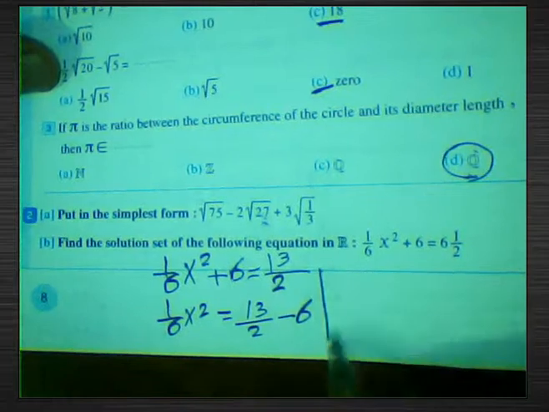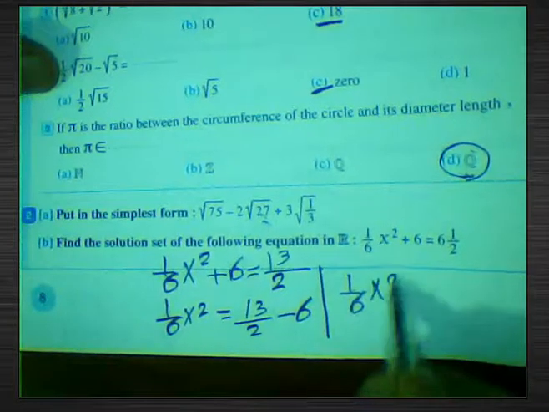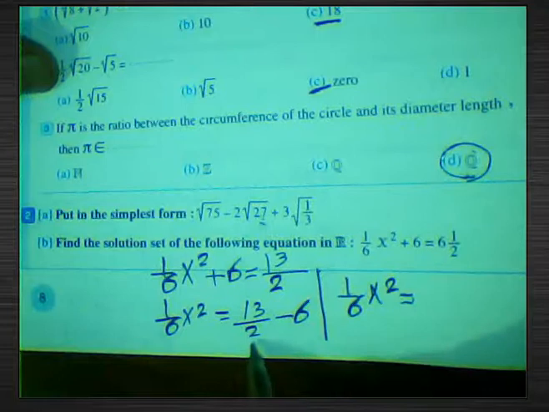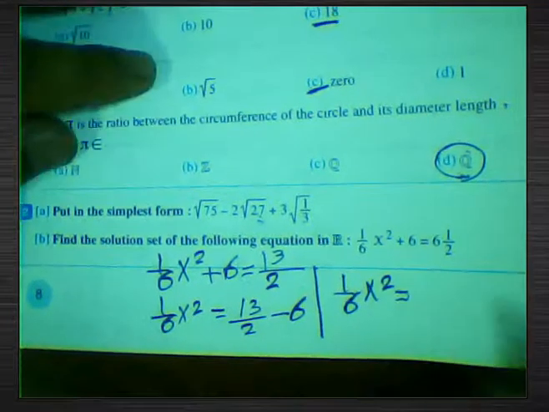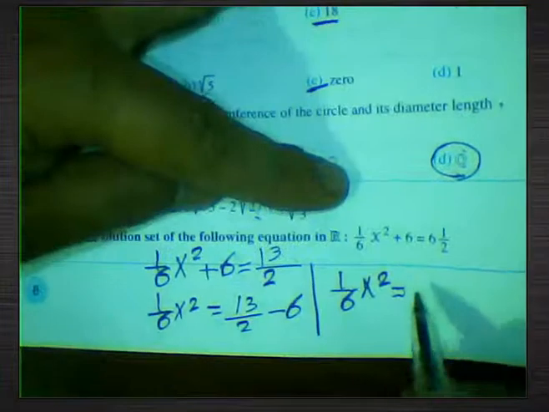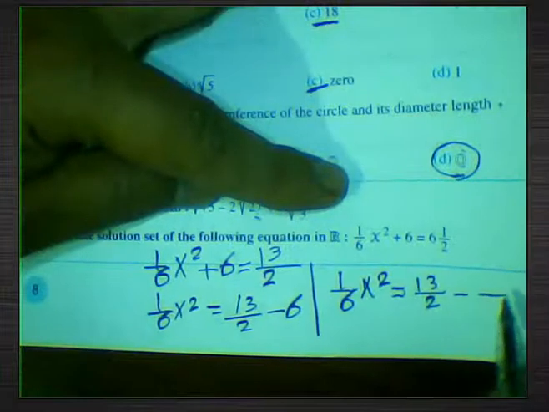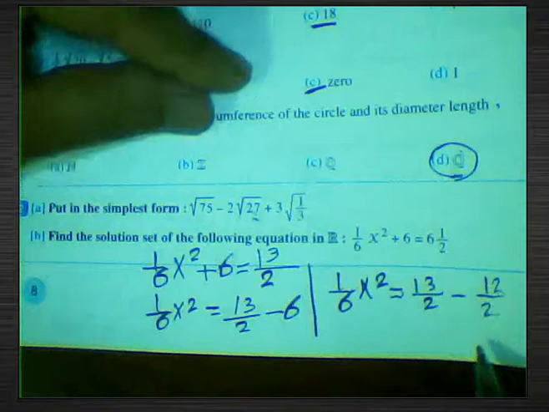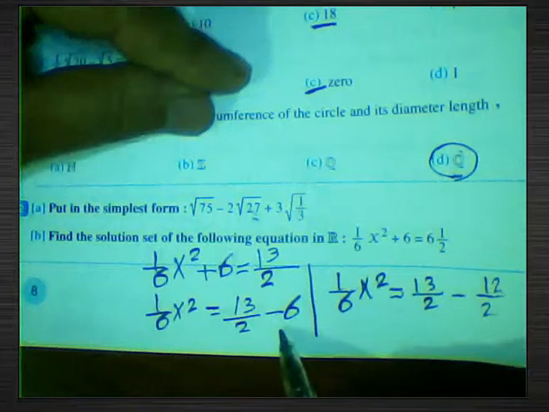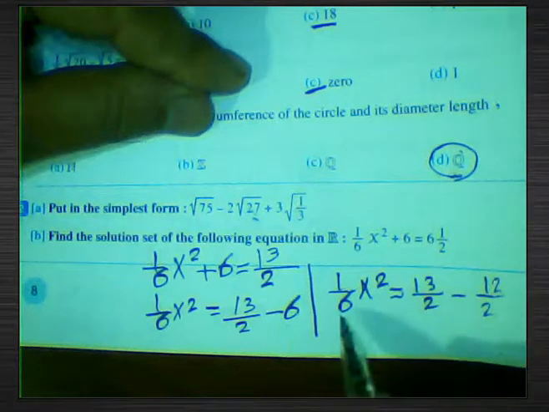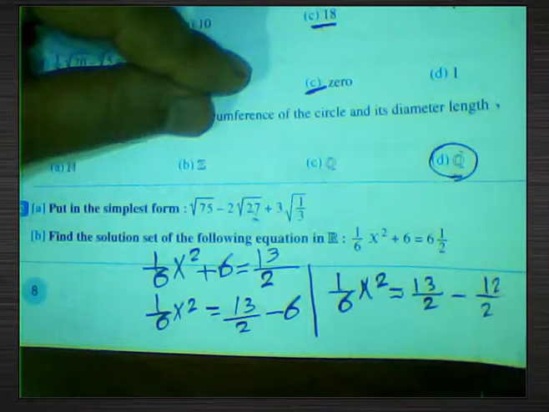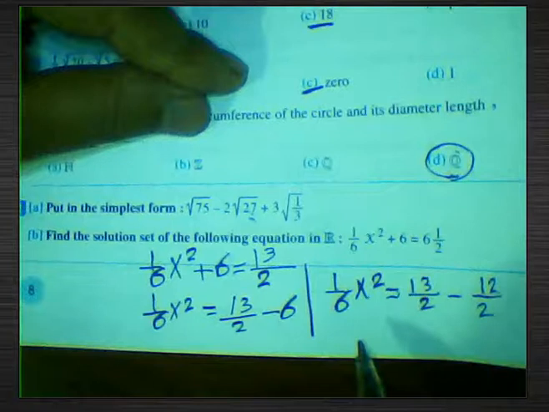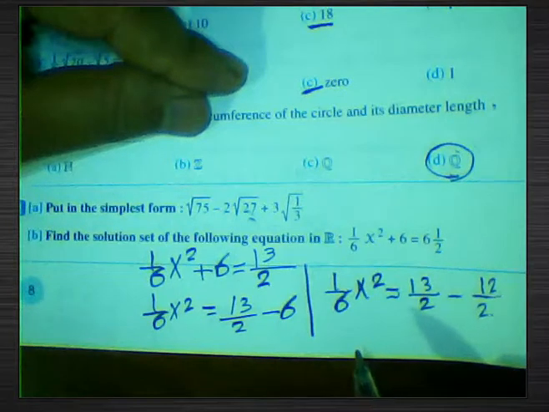by dividing 13 over 2, or we can find the LCM between 13 over 2 and 6. 6 will be converted to 12 over 2, because 12 over 2 equals 6. It's okay. Look at 2 and 2 and 6. We can cancel the denominators by multiplying all terms by 6, because 6 is the least common multiple.